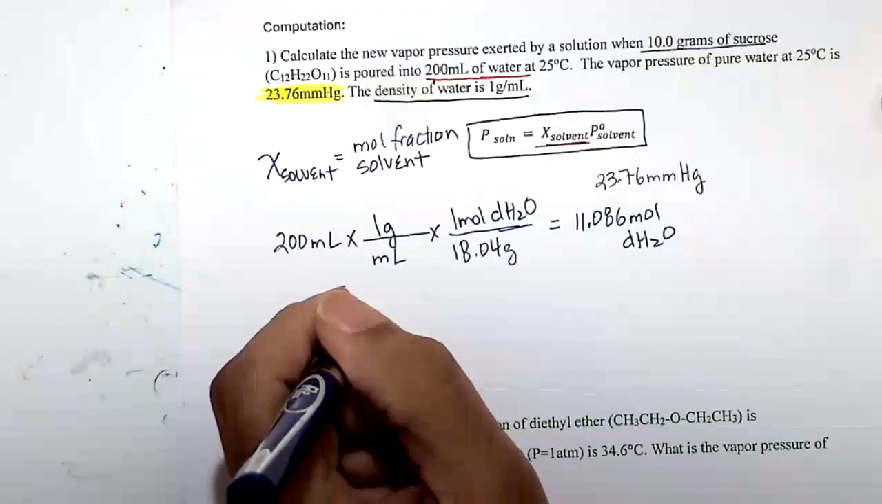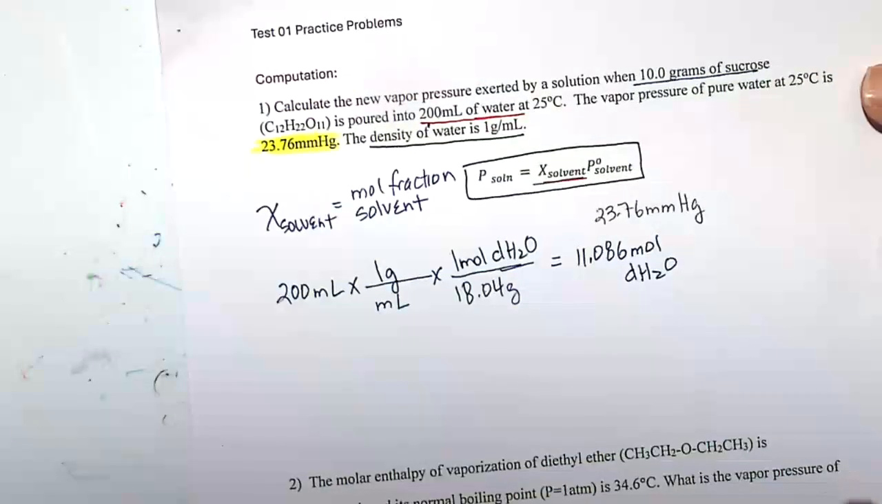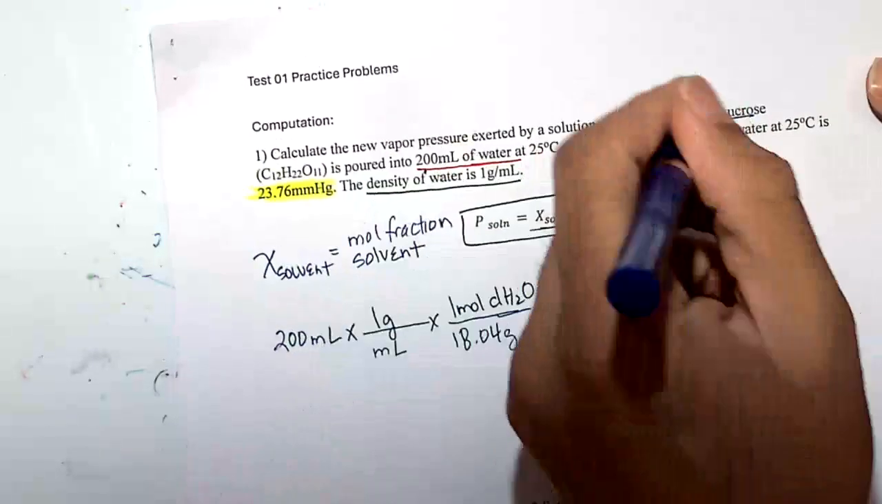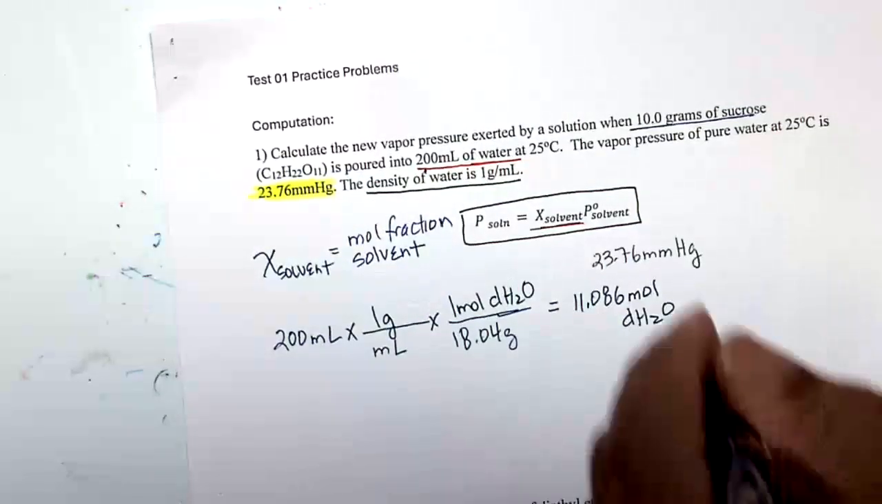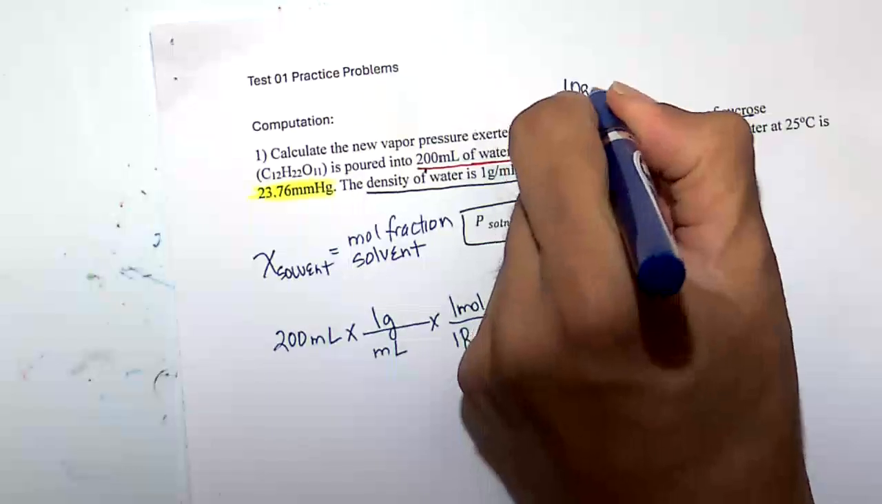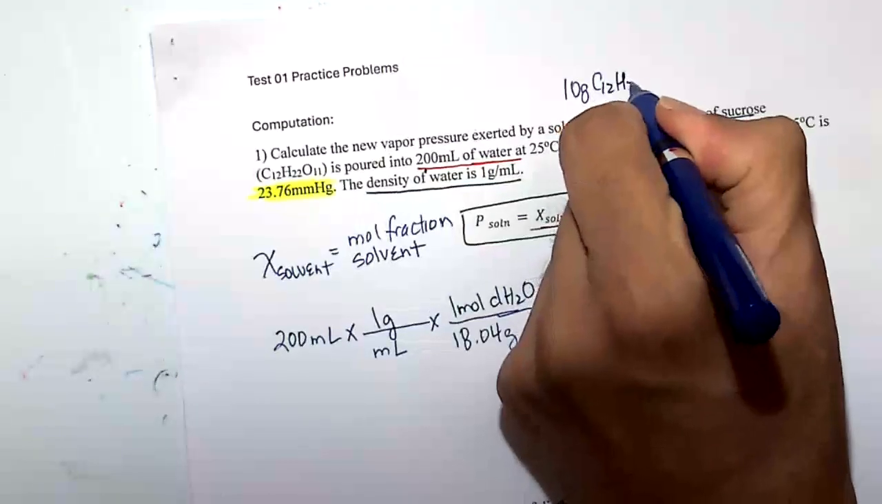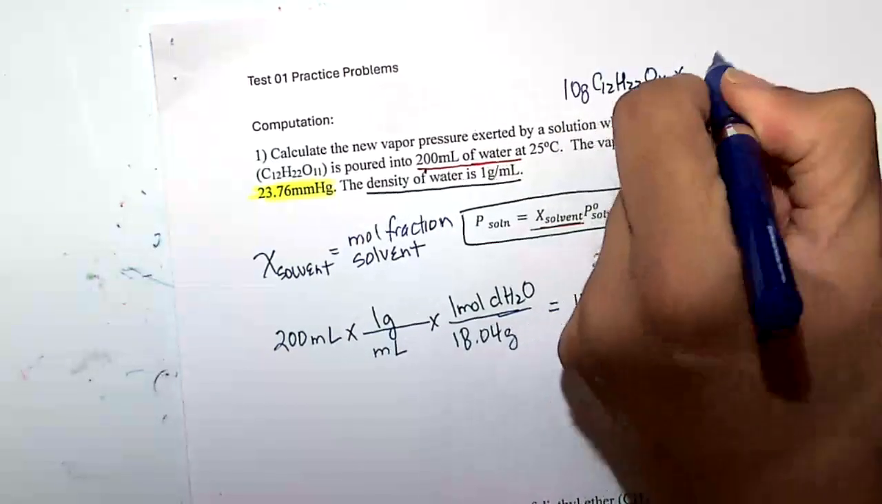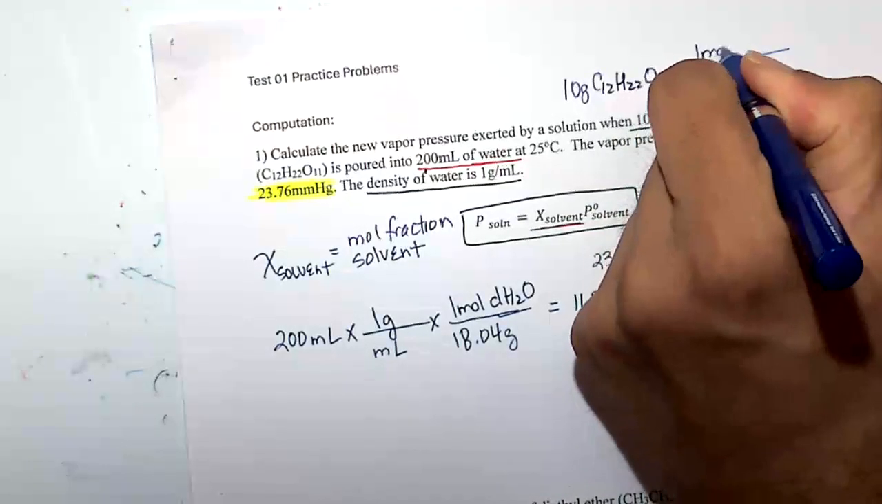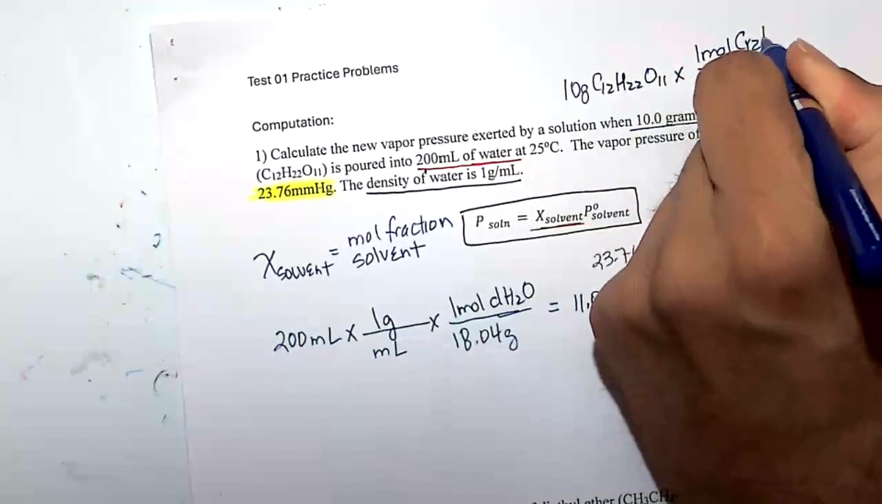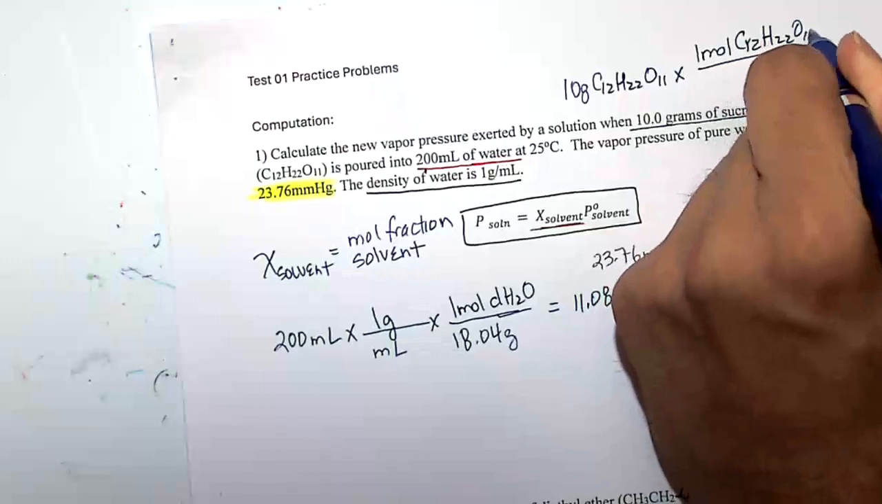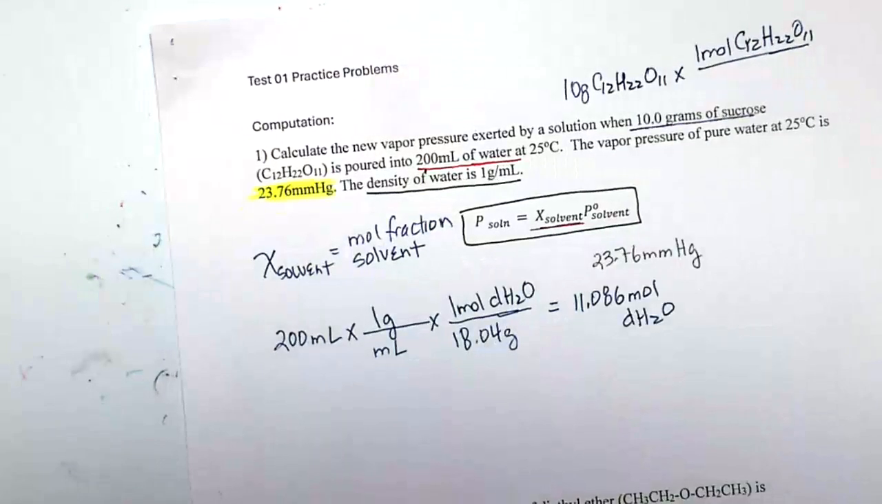And so let's calculate the mole fraction of the solvent. But what is the moles of solute? Okay, so we have 10 grams of sucrose, C12H22O11. One mole of this sucrose, C12H22O11, contains how many grams?